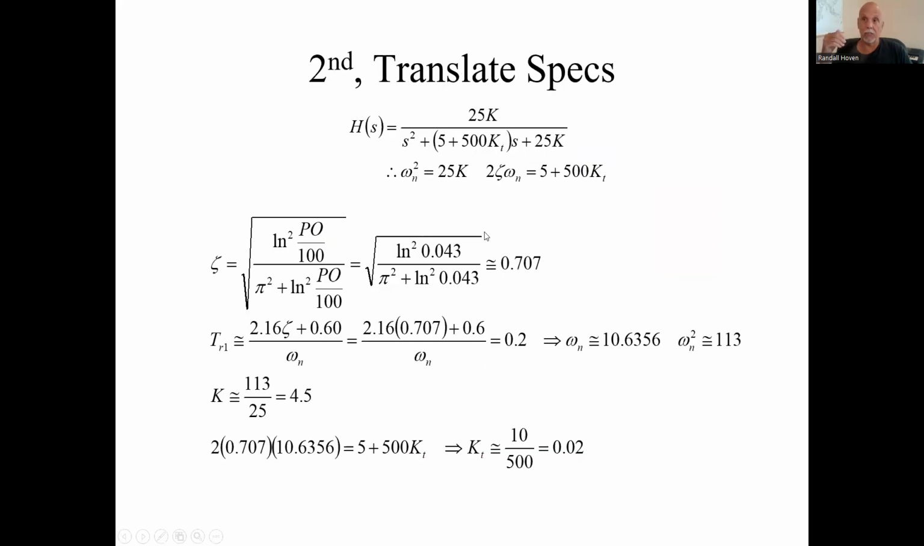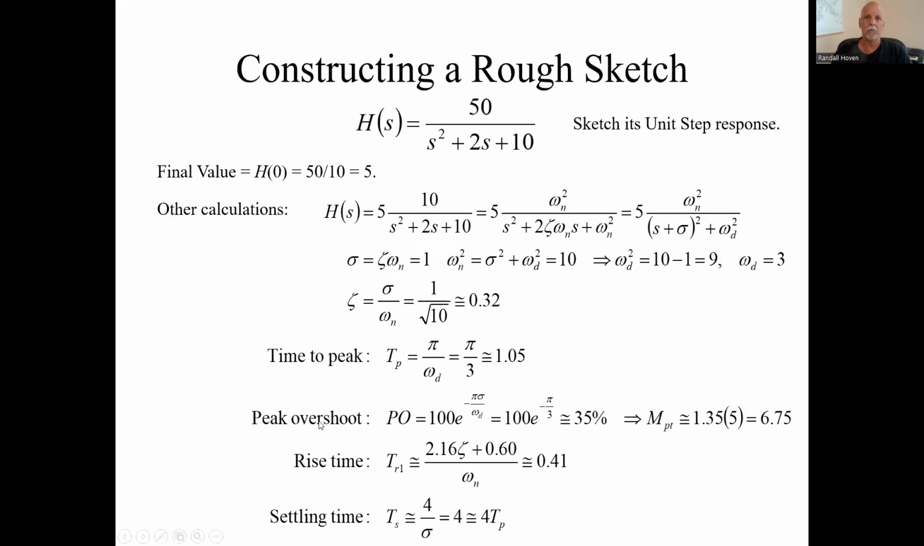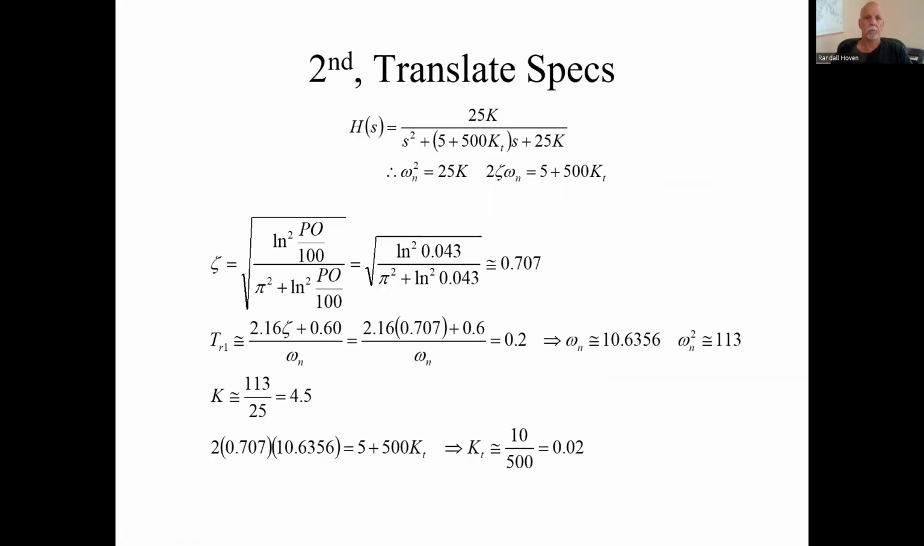So now we need to translate the specs into zetas and omega n's. We're given a peak overshoot spec. We had this formula from our formula sheet. Remember, we're using a formula sheet. We go way back. Here's our formula sheet. Here's the one that relates peak overshoot to damping ratio. Plug it in. I think this is approximately or exactly 1 over the square root of 2, approximately 0.707.